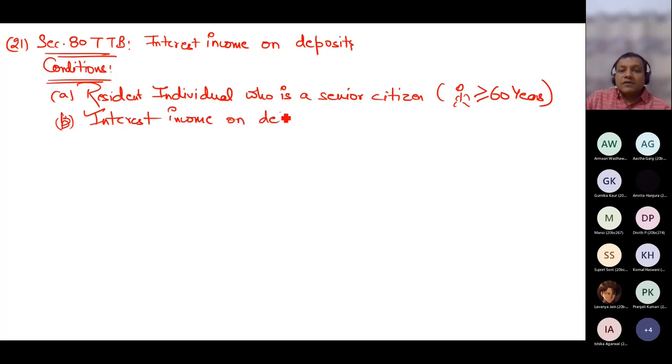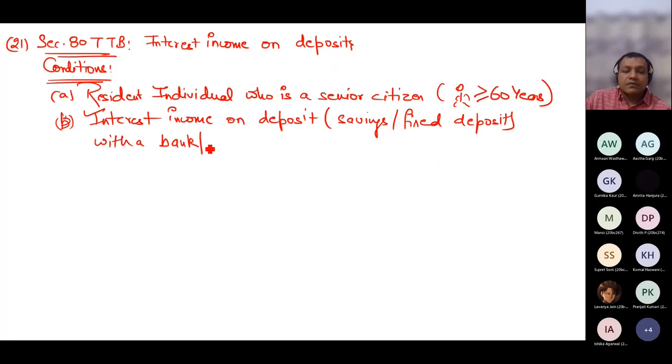On deposits, now even FDs are covered. This deposit can be a savings account, it can be a fixed deposit, does not matter. Every interest income with a bank or with a post office. You cannot cover interest income on deposits with a private company. Suppose I have taken debentures of a private company, on debentures also I will earn interest. That interest is not allowed as deduction. It is only that deposit which is with any bank or any post office.